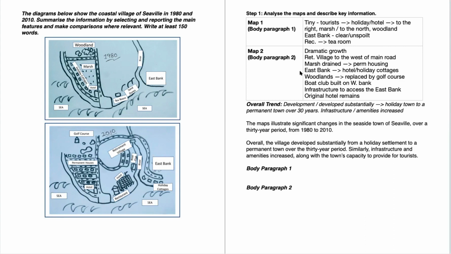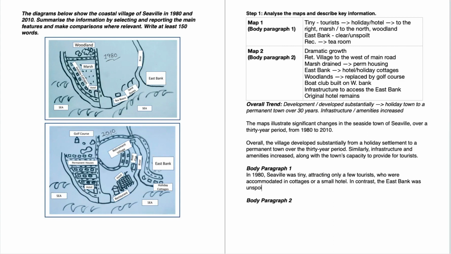So I'm going to start off by saying, in 1980, Seaville was tiny, attracting only a few tourists, and this we saw from just the holiday cottages and just 1 hotel. And we'll say who were accommodated in cottages or a small hotel, exactly like we see in the map. Then I want to say something contrasting this. So in contrast, the East Bank was unspoiled.